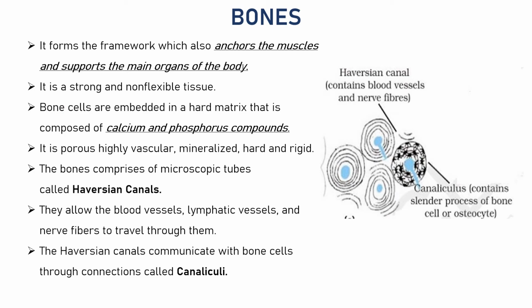Coming to the next connective tissue, that is bones, right? Now blood has a fluid matrix. What about the bones? Bones must be having a rigid matrix. Now why does it have to have a rigid matrix? Because it gives support to our body. It is the framework of our body. Bones form a framework.